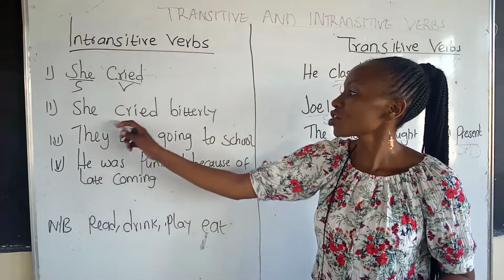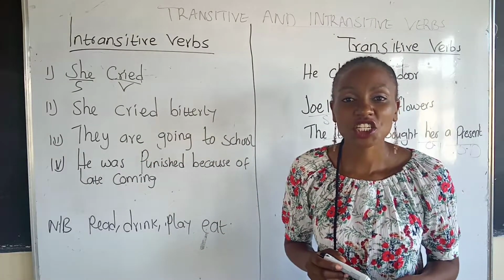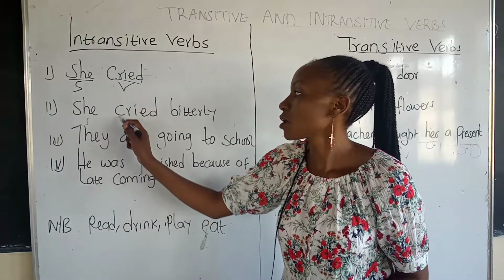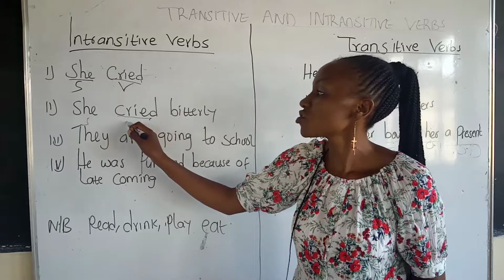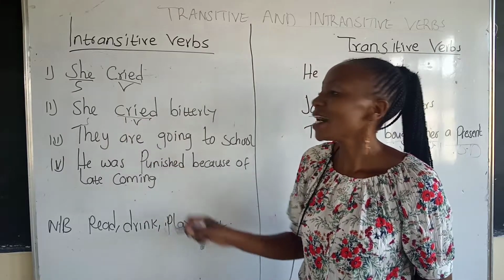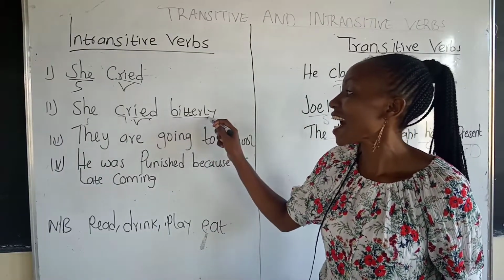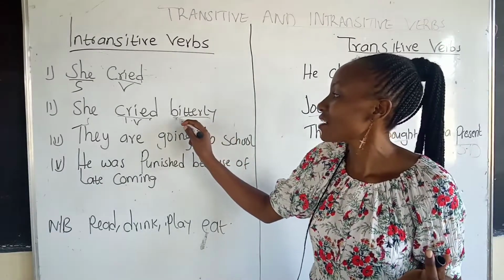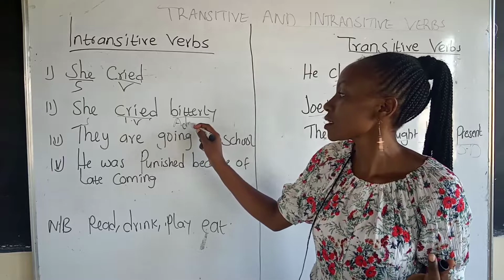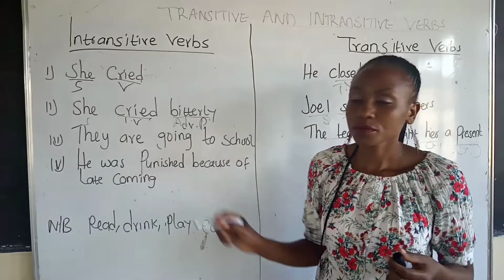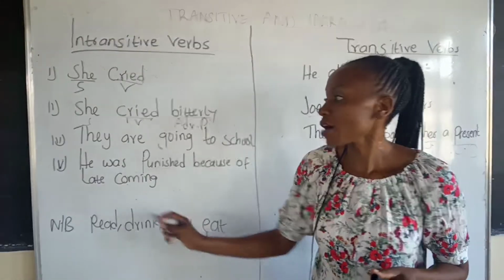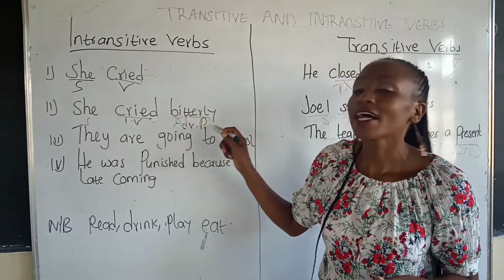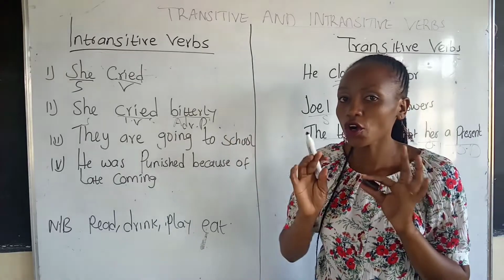Two, she cried bitterly. She is the subject, cried is the intransitive verb, and then bitterly is the adverb. How? Adverb of manner, bitterly. Adverb phrase. Second structure, we have the subject, the intransitive verb and the adverb phrase. No object.